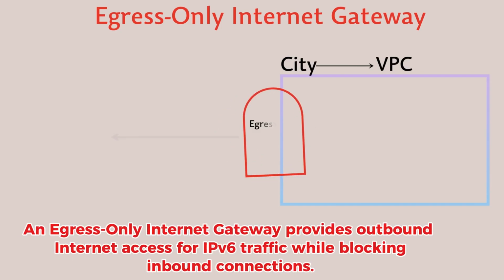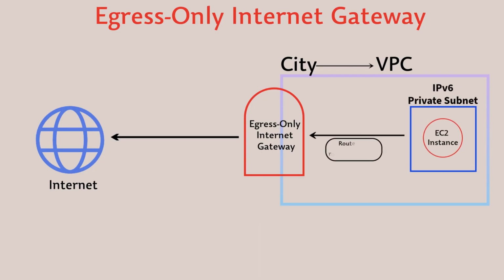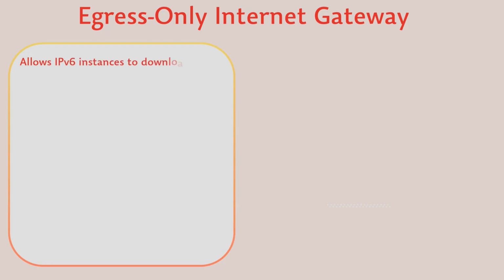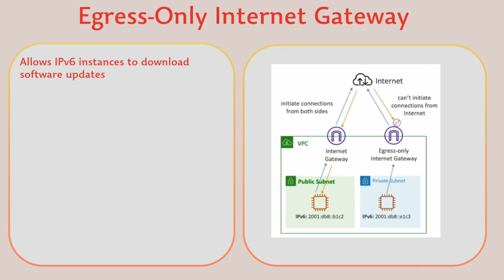Now let's see Egress-Only Internet Gateway. An Egress-Only Internet Gateway provides outbound internet access for IPv6 traffic while blocking inbound connections. The EC2 instance present in an IPv6 private subnet can go to the internet directly via the egress-only internet gateway with the help of a route table. Consider this as a one-way exit door. People can leave the building, but nobody can enter through it. It allows IPv6 instances to download software updates, like Ubuntu servers can fetch packages from the internet.